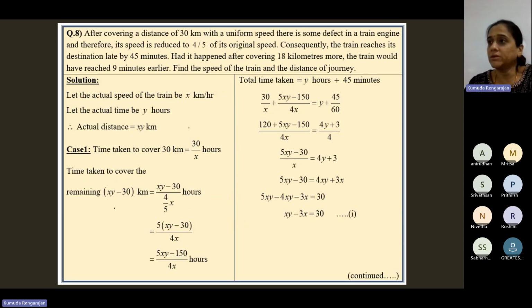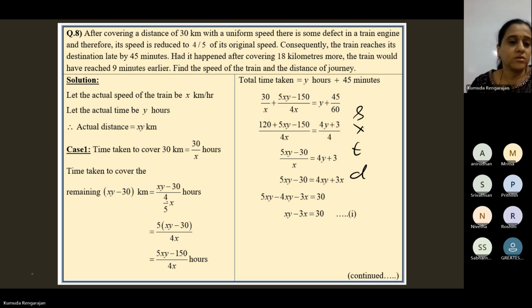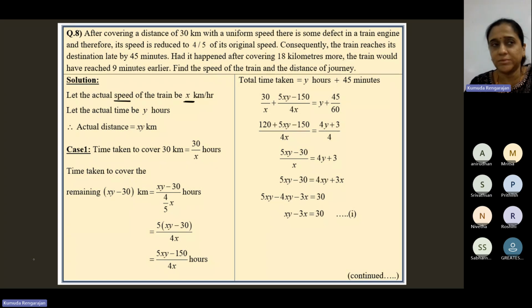So I told you normally we don't assume distance, we assume speed and time. Speed into time is equal to distance. So let the speed be x kilometers per hour, meaning the original speed, and the original time taken be y hours. So the actual distance is speed x into time y, xy kilometers.